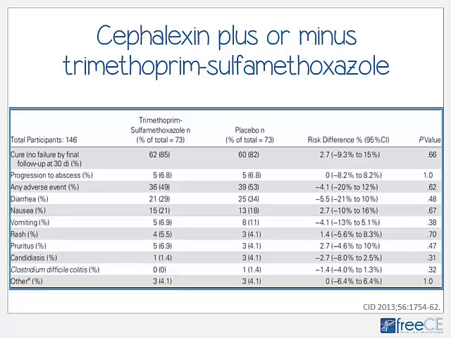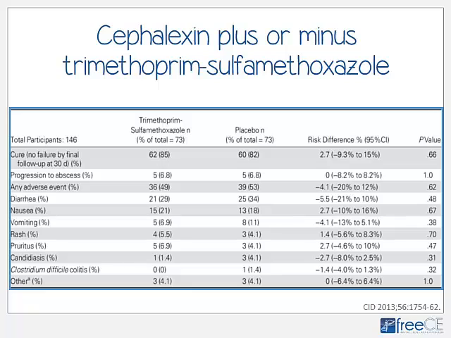The next column is the patients who received both Cephalexin and Trimethoprim Sulfamethoxazole, which was a total of 73 patients. The following column is the folks who just received Cephalexin with placebo, what their outcomes were. Then you see the risk difference in the next column, and then the p-value comparing the two.